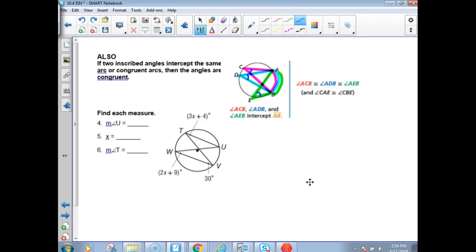That's what it's saying. All right, now over here, it says angle ACB. That one is intercepting arc AB. Angle ADB was also intercepting arc AB. And angle AEB was also intercepting arc AB. That's why every one of those angles is congruent.